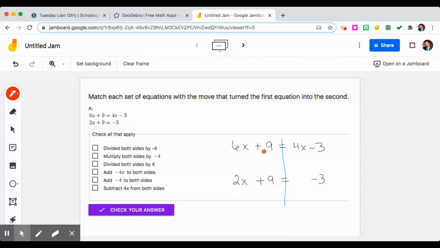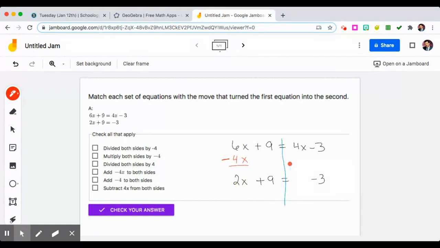The plus 9 stayed the same. Here's a plus 9, here's a plus 9. So nothing changed here, so I don't need to worry about that. But then here I have 6x, and here I have 2x. Well, obviously what happened here, hopefully you can see, is that we subtracted 4x. We subtracted 4x here, right? So 6x minus 4x equals 2x. So that's what happened on the left side.